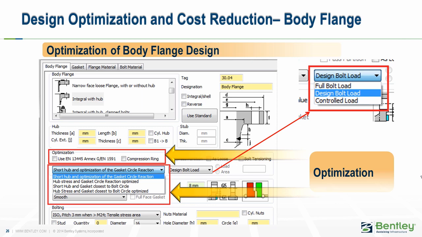AutoPIPE Vessel Body Flange Design Module offers several optimization methods, for example, EN13445 Annex G with compression rings, loose and bolt tensioning options. There are 4 options available for optimization based on hub stress and gasket circle reaction optimizations, and also another design method based on bolt load, namely design, full or controlled bolt load.